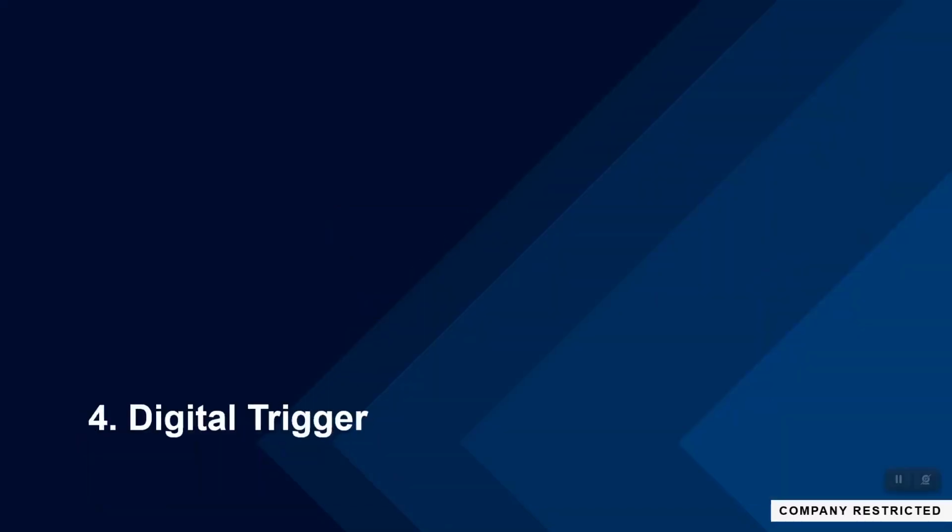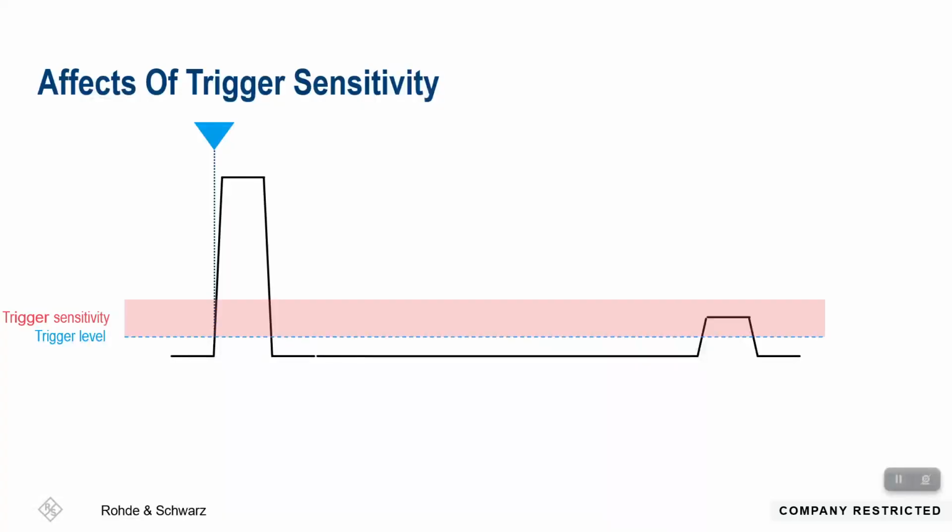Perfect. So moving on to number 4, which is digital trigger. What is a digital trigger? Well, first of all, let's talk about trigger sensitivity. And what we're looking for in a trigger usually is a rising edge. This is the most common trigger, would be an edge trigger.